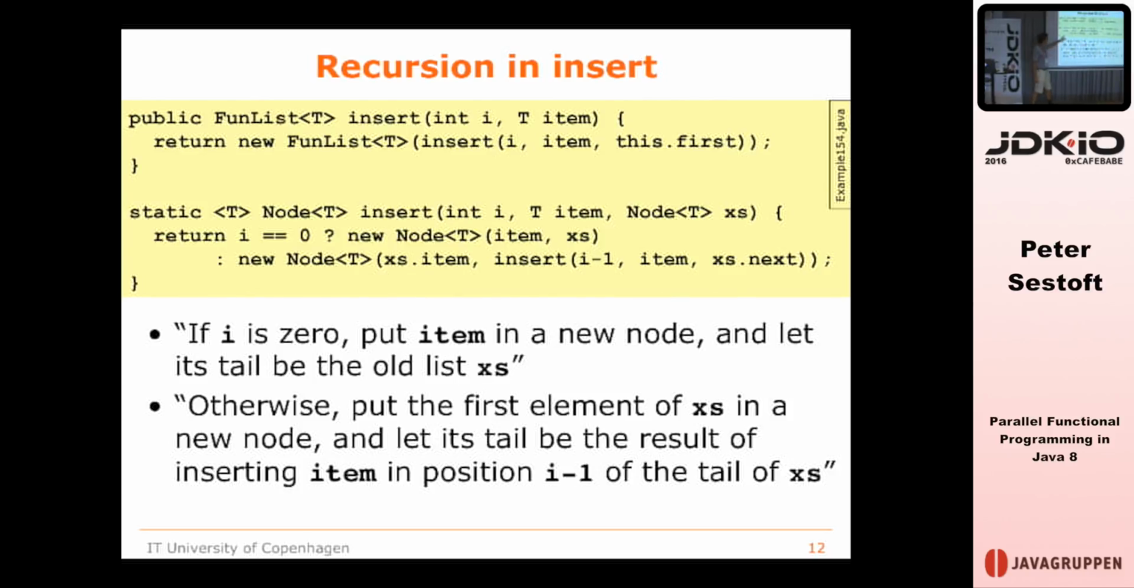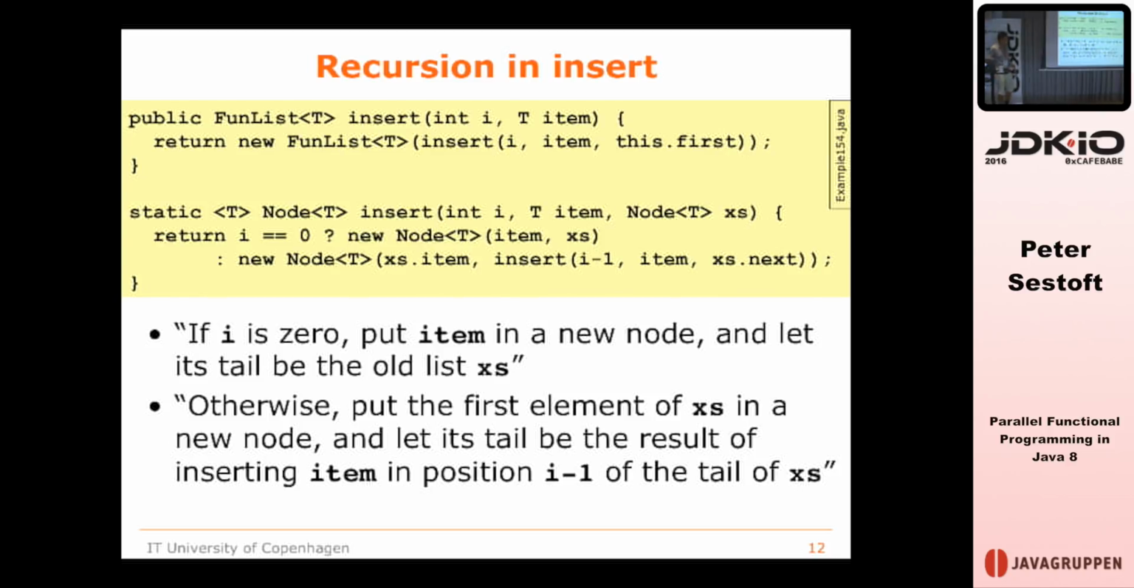of nodes x's here. So if I is 0, that means we want to insert it in the front. We simply create a new node with the new item and the old list. If I is not 0, then we create a new node, so basically duplicating the node, where we take the old item from the list, and then we call recursively with insert I minus 1, insert this item at the I minus 1th position in that list, which is the tail of the given one.